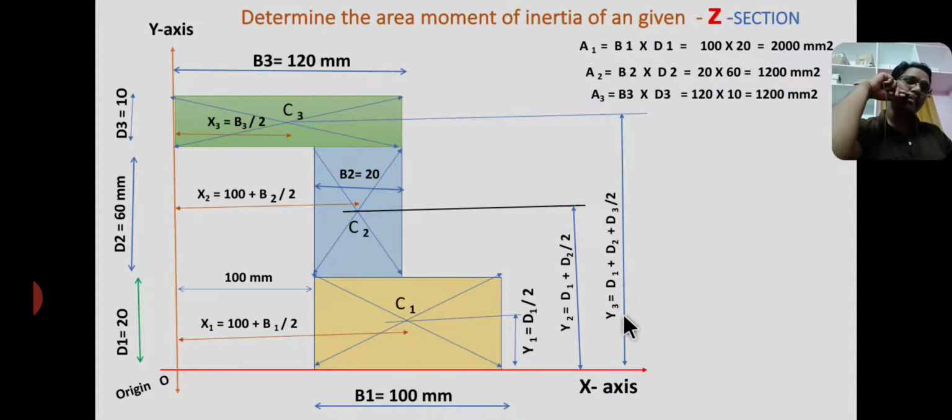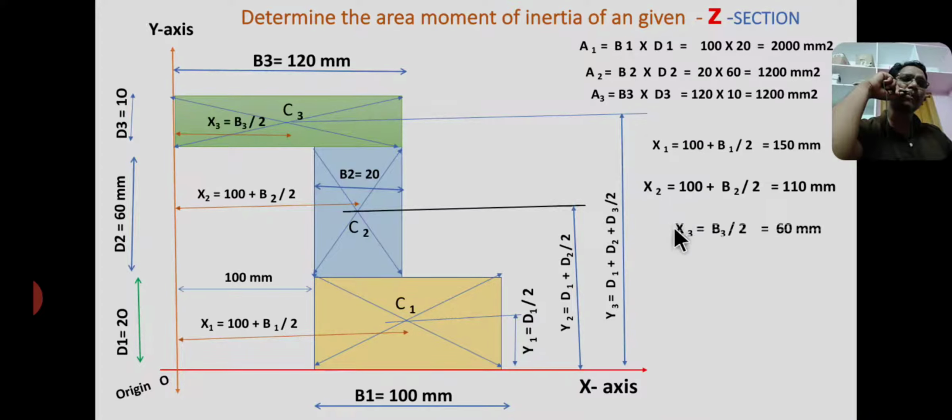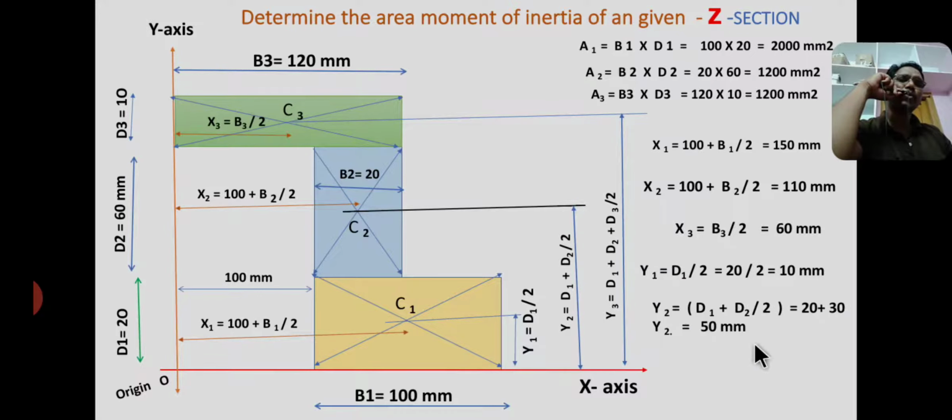Okay, this is y3, this is y2, this is y1, and this is from here to here x1, from here to here x2, from here to here the value is x3. From figure, x1 equal to 150 mm, x2 equal to 110 mm, x3 equal to 60 mm, and y1 equal to 10 mm, y2 equal to 50 mm, y3 equal to 85 mm. Okay, these values are written in tabular form on next slide.